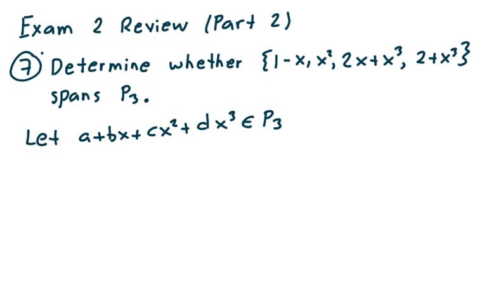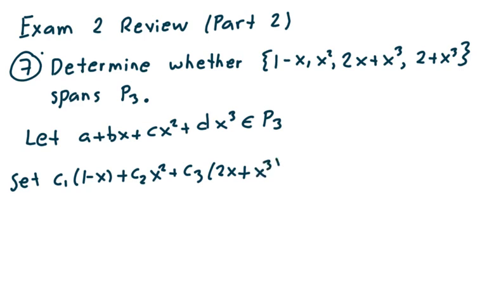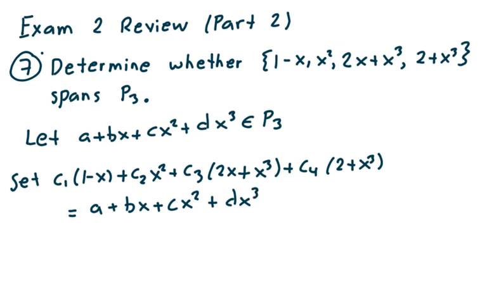So from here, I'm going to set c1 times (1 minus x) plus c2 x squared plus c3 times (2x plus x cubed) plus c4 times (2 plus x cubed), and I'm going to set this equal to a plus bx plus cx squared plus dx cubed.